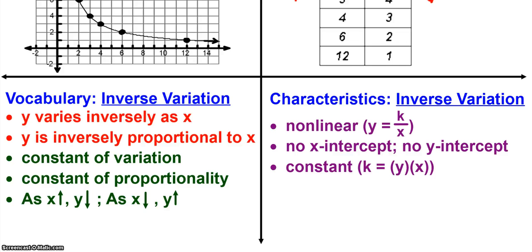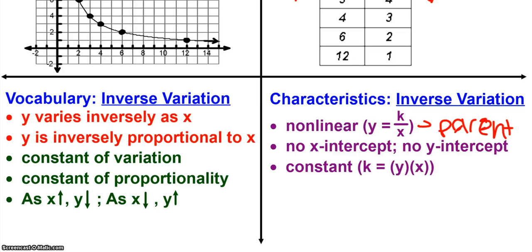Okay, the characteristics. It is non-linear, which means that it's not a straight line. The formula for it is y equals k over x, and this is your parent, or your general form. The rational function 1 over x is your true parent, but this is the way the parent function looks. As I said, there's no x-intercept and there's no y-intercept. The constant is k equals y times x.